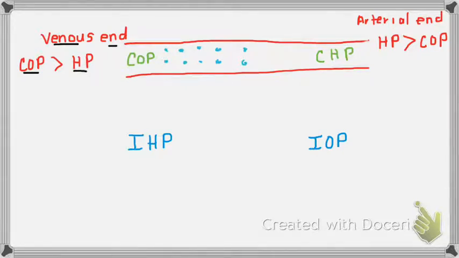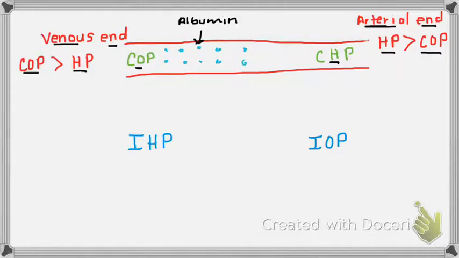And then over here on this end, on the arterial end, hydrostatic pressure exceeds capillary oncotic pressure. All right? So here you're going to see you have your capillary hydrostatic pressure, and over here you have your capillary oncotic pressure. And these little guys here are our plasma proteins, and we call those albumin. Okay, so those are our albumin.